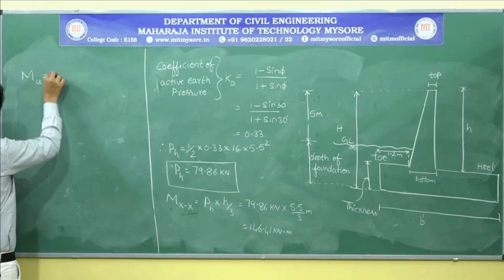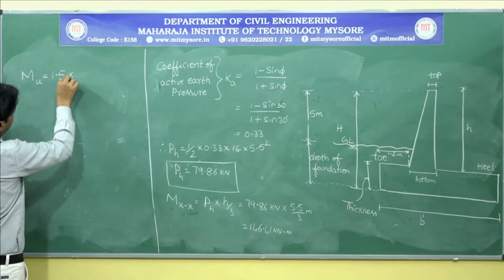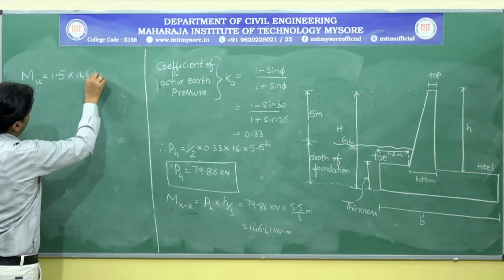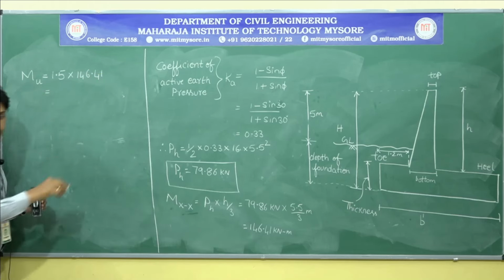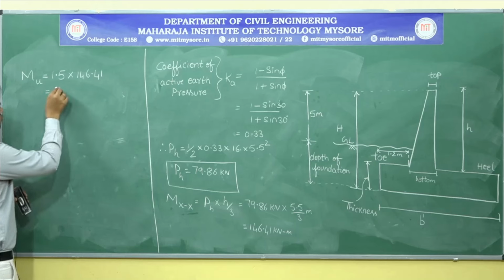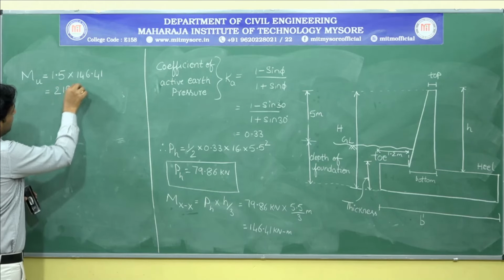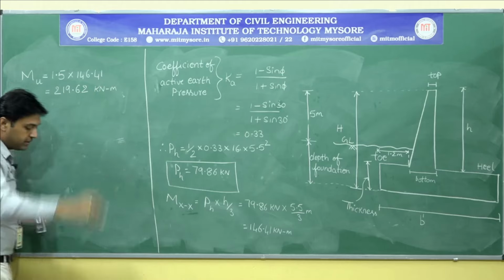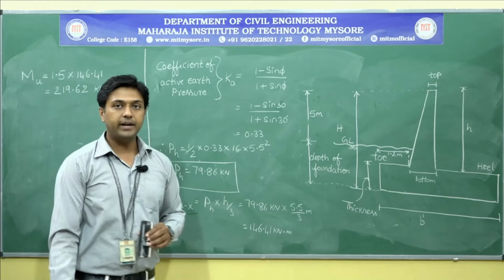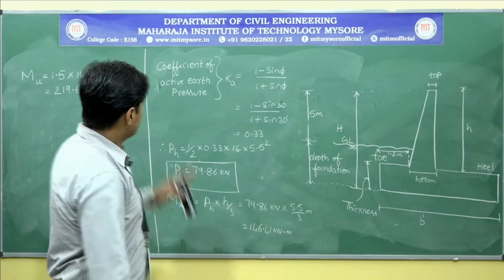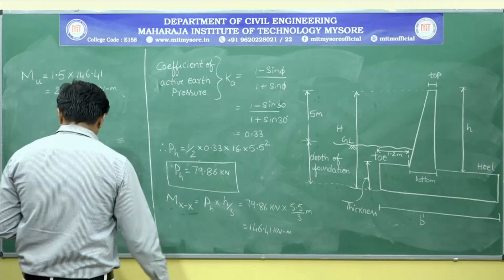Mu is nothing but 1.5 times Mxx, that is 1.5 times 146.41 kilonewton meter, which is equal to 219.62 kilonewton meter. Okay. So now I think you people know one more thing.